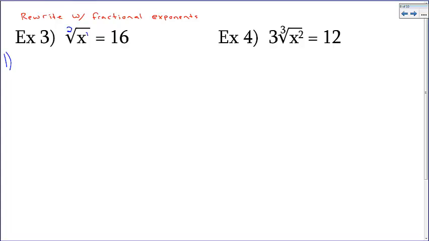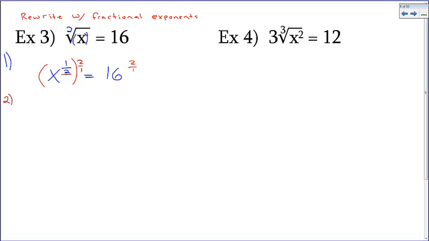To do this, we take what's underneath the radical, raised to the first power, and then divide the power by the index of the radical. We then distribute if necessary. In this case, it is not. And we are left with x to the 1/2 power equal to 16. Now we can proceed as we have in the previous examples.